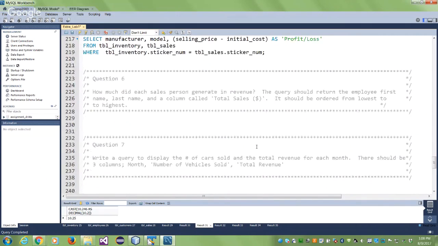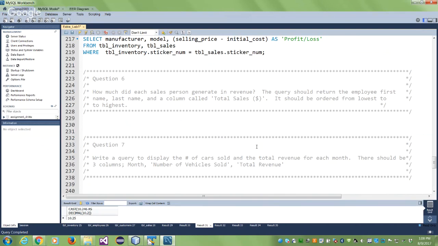How much did each salesperson generate in revenue? So what does it mean? In revenue, so you know that employees sell cars. We are trying to see how much, and one employee can sell more than one car also. Okay, so how much does each person generate in revenue? The query should return the employee first name, last name, and a column called total sales. It should be ordered from lowest to highest.